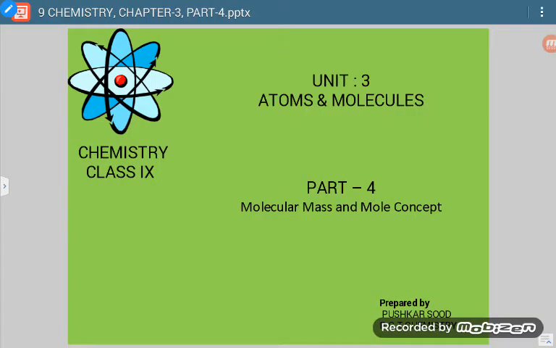Good morning, students. So today we are going to start the last topics of our third unit, and the topics are molecular mass and mole concept. So we are going to discuss molecular mass, gram molecular mass, and how to calculate the molar mass of any molecule. Similarly, we will be discussing in detail the mole concept.